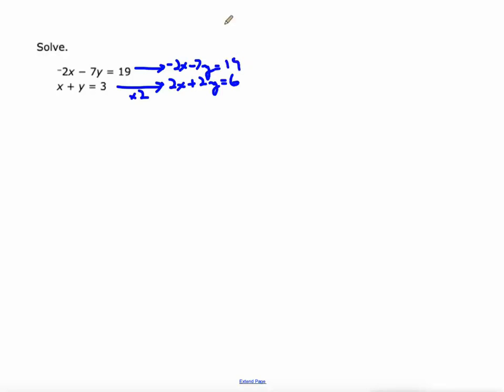So by multiplying the bottom equation by 2, the lead coefficients here are opposites of each other. They add up to nothing. Negative 7y plus 2y is negative 5y, and 19 plus 6 is 25. Solve that equation by dividing both sides by negative 5, and we get y equals negative 5. Then we'll come over here.